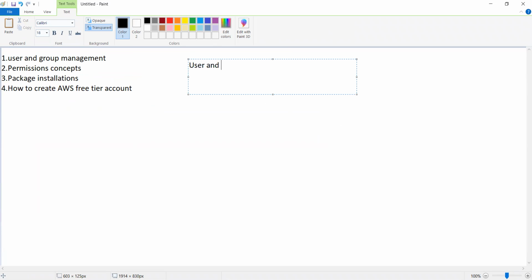User and group management. Let's take one at a time. First, focus on user management.